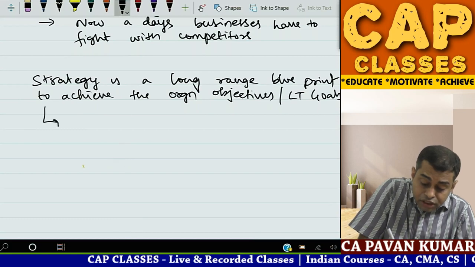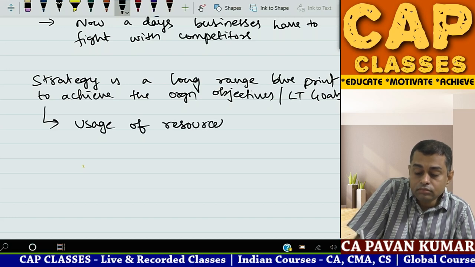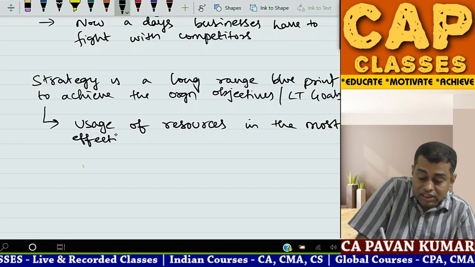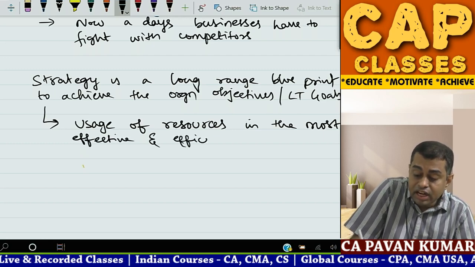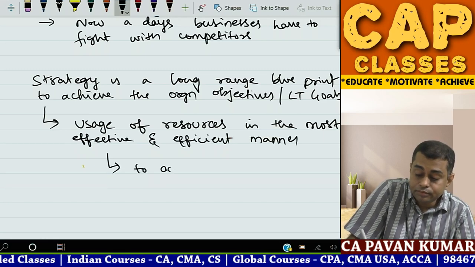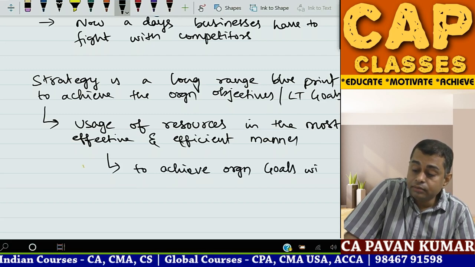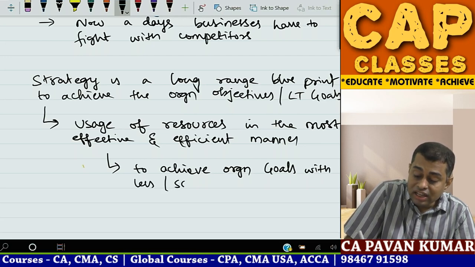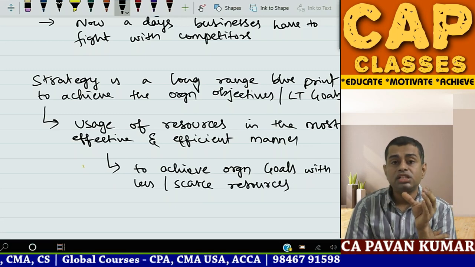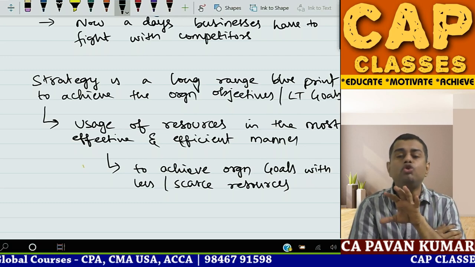So it refers to usage of resources in the most effective and efficient manner to achieve organizational goals with less or scarce resources. Do you have unlimited resources? No, I have very limited resources, scarce resources, less resources. So using these less resources also, how to win the game?